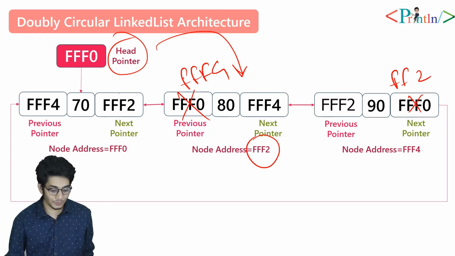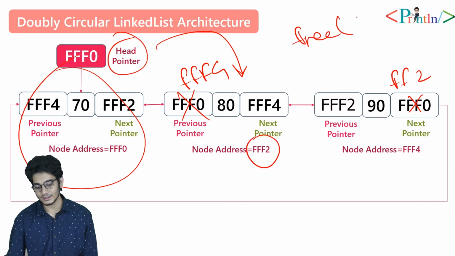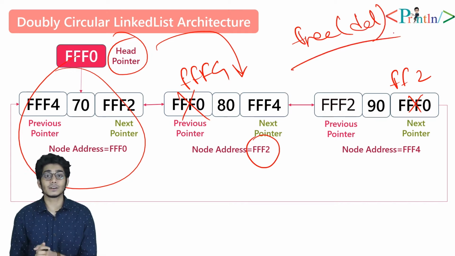And at last, we have to deallocate this memory. So we need an extra pointer, that is del. We'll free, or deallocate, that del. I think these portions are clear, that is, what basic tasks we have to perform. Now we'll look at the code.